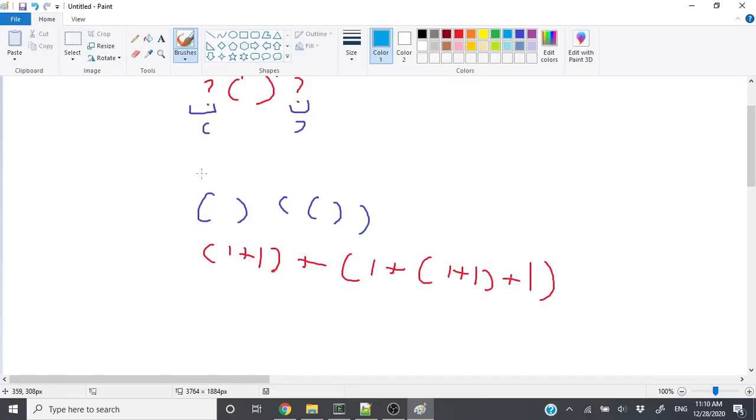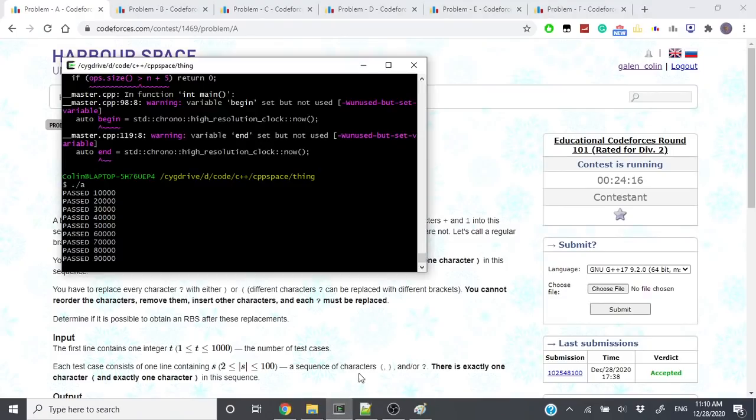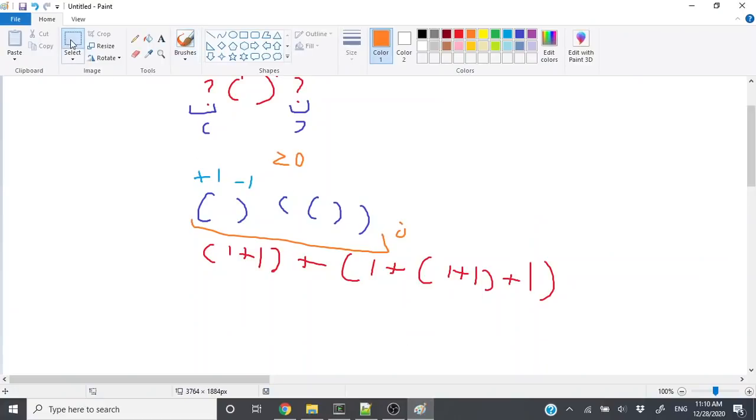Another way to think about it is that if you consider the prefix sums of left and right, where left is +1 and right is -1, then all of these prefix sums must be greater than or equal to 0, and the whole thing must sum to 0. You have to have the same number of right and left. Anyway, this is a common definition. I'm not going to delve too far into it.